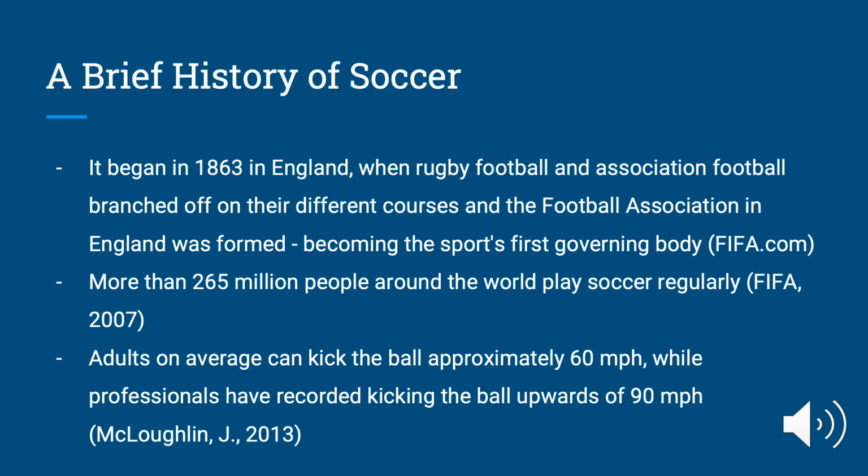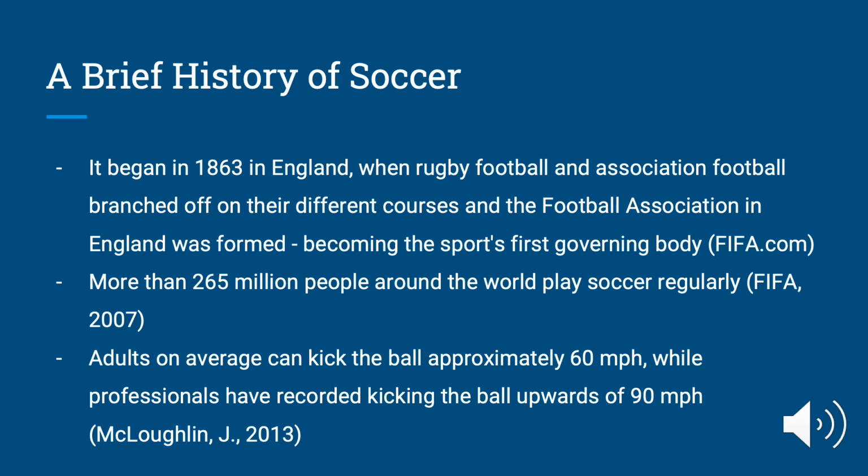So, a brief history of soccer. It began in 1863 in England when rugby football and association football, or soccer, branched off on their different courses, and the Football Association in England was formed. It became the sport's first governing body of soccer. Now, more than 265 million people around the world play soccer regularly. And we're going to be focusing on kicking a soccer ball.